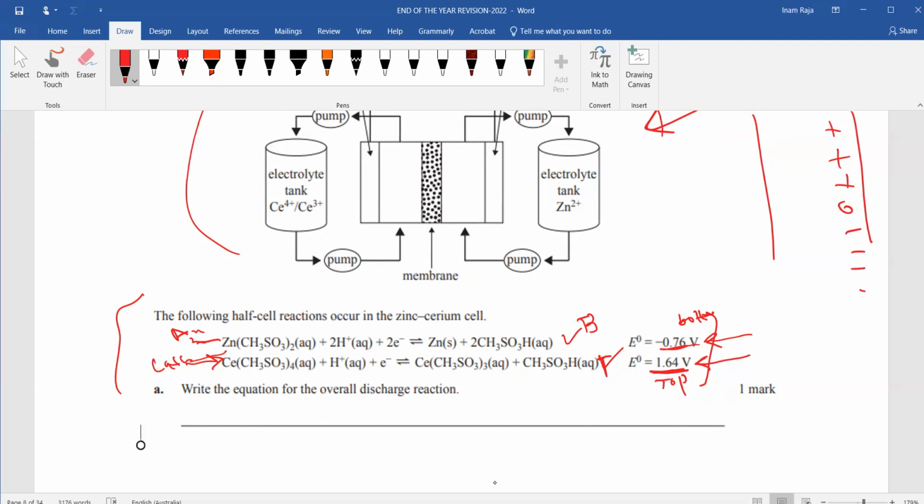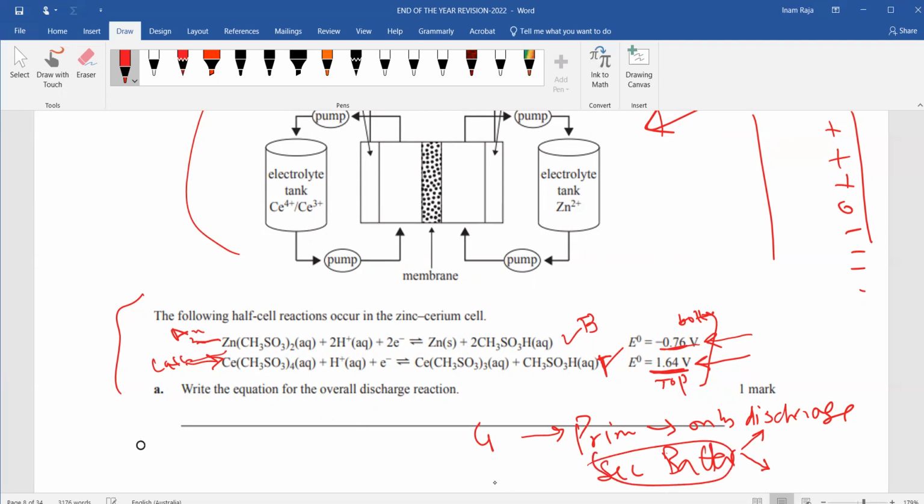So there are two types of battery, primary and secondary. Remember that primary batteries only discharge. You cannot recharge them. Secondary batteries can discharge, can give you electricity and can be recharged. For example, car batteries. So secondary batteries work as both galvanic cell and electrolytic cell. Primary batteries are only galvanic cells. Anyway, write the equation for the overall discharge direction, which means when electricity is being produced.